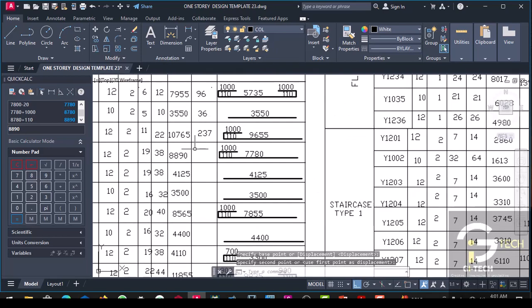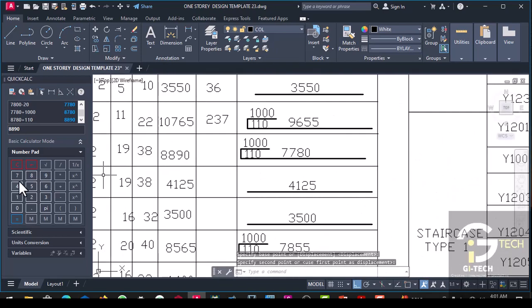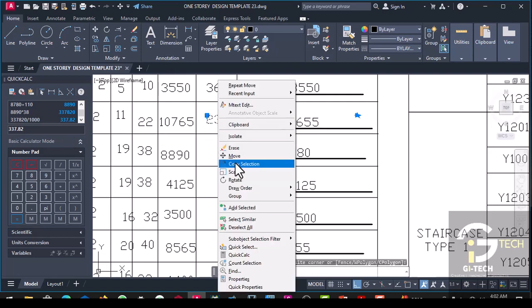So to get the total quantity, we multiply this by 38. Simply multiply this by 38, so this will give us the value. We divide this by 1000. Okay, so this will give us 337.8. So we can approximate this to be 338.